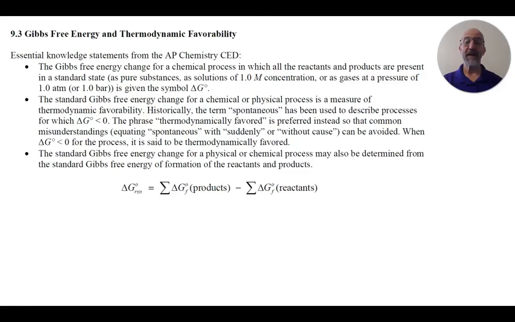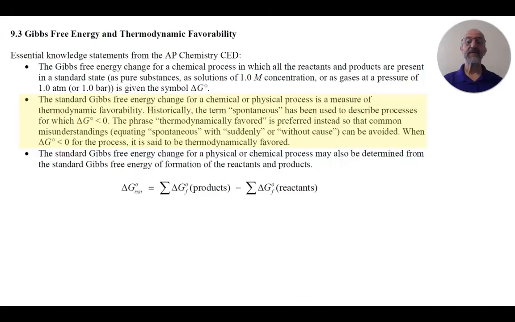There are many essential knowledge statements from the AP Chemistry course and exam description. Let's get started. The Gibbs free energy change for a chemical process in which all of the reactants and products are present in a standard state as pure substances, as solutions of 1 molar concentration, or as gases at a pressure of 1 atmosphere or 1 bar, is given the symbol delta G with that degree symbol, implying standard conditions.